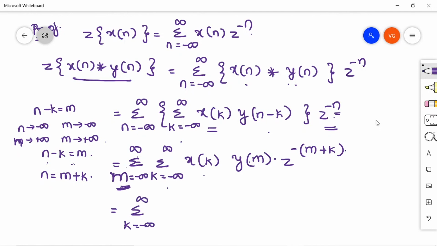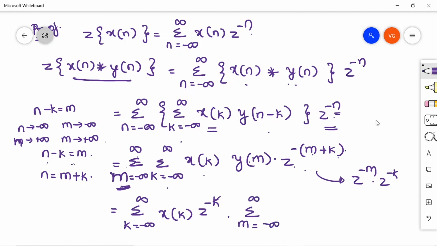Sigma k is running from minus infinity to infinity, right? X of k, see this one, z bar minus m plus k. This can be written as z bar minus m multiplied by z bar minus k. So write it, z bar minus k, right? Then m terms you write. Sigma m is running from minus infinity to infinity, Y of m z bar minus m, right?